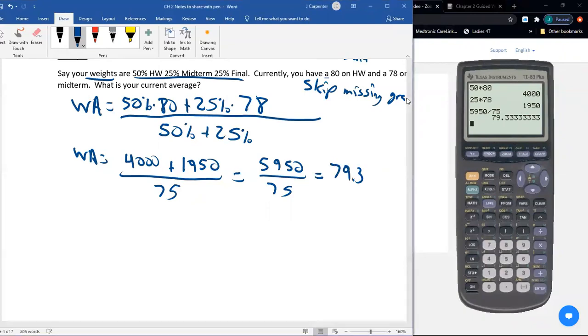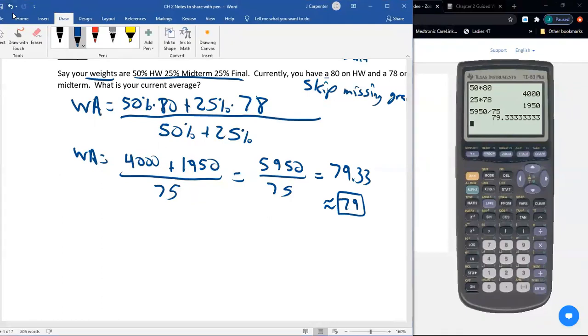79.3. And it's 0.33333. I could write 0.33 if I wanted to, or 0.3 or 0.3 bar, whatever Mymathlab tells you to round to if this was an actual assignment. In terms of your actual grade, we know teachers only deal with the whole numbers, so your grade would be a 79. So that's our weighted average.